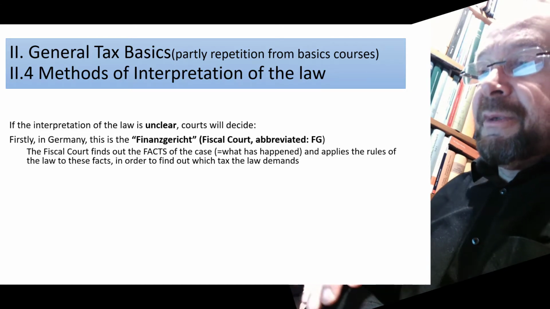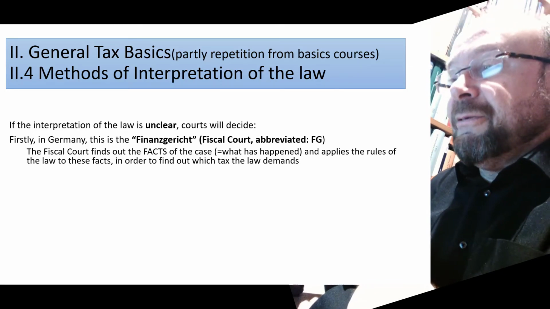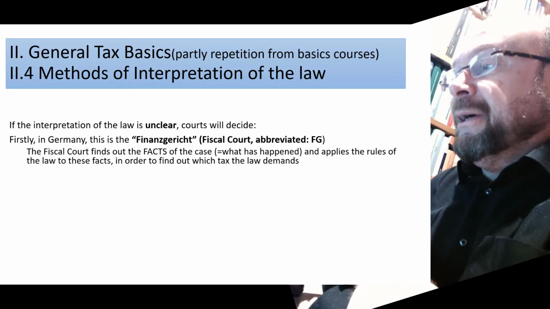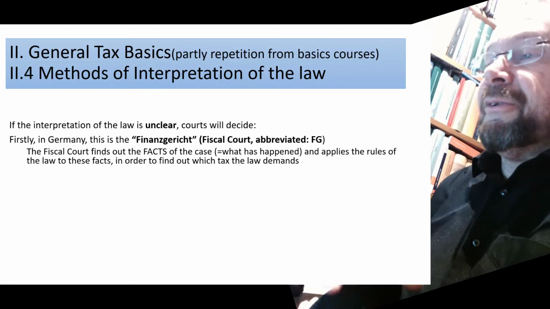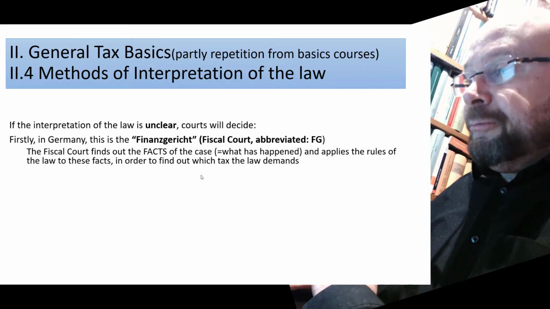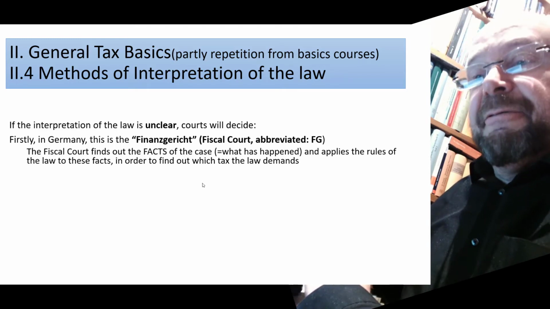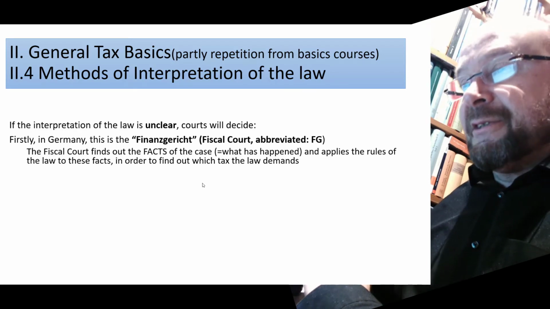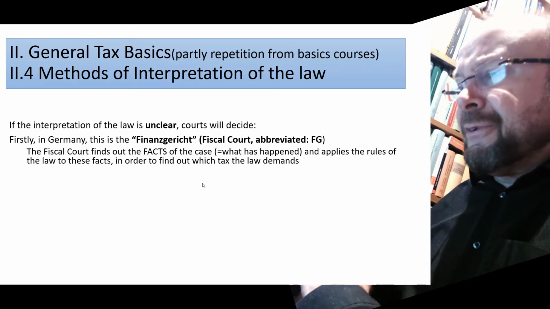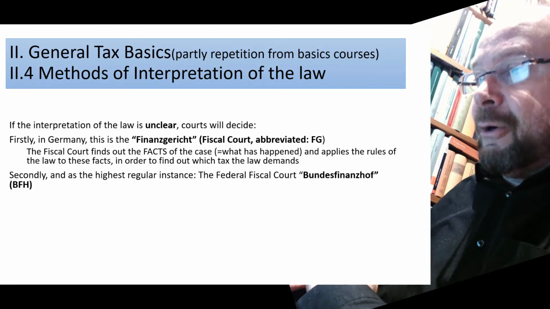The fiscal court investigates into all things which are relevant for the decision of the case. So they have to find out the facts, everything which has happened, and then have to apply the rules of the laws to these facts which they found in order to find out which outcome the law demands. You know, there was always an if-then construction. So if there is a certain situation, then certain consequences have to be drawn. And the fiscal court first has to find out what was the if. So what was really the situation, and then which consequence is ordered by the law.